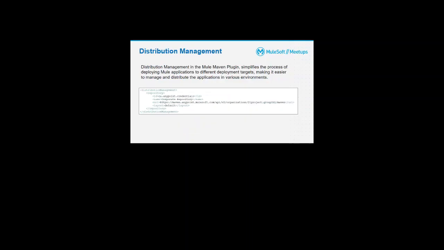Distribution management in the Mule Maven plugin simplifies the process of deploying a Mule application to different deployment targets, making it easier to manage and distribute the application in various environments. Here I have provided my distribution management ID as CA Anypoint credentials, which is again the client ID and secret for my connected app that I'm going to create, and this is necessary for CloudHub 2 deployment.